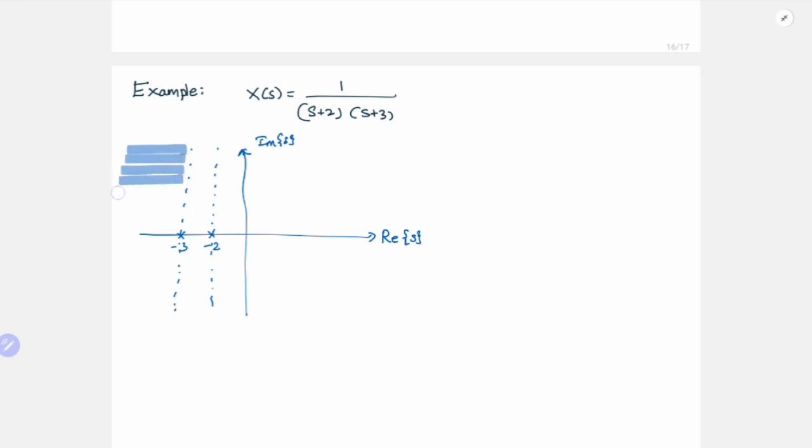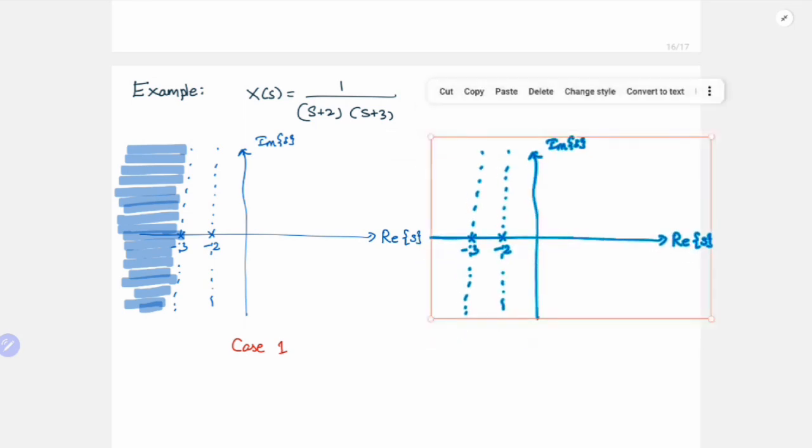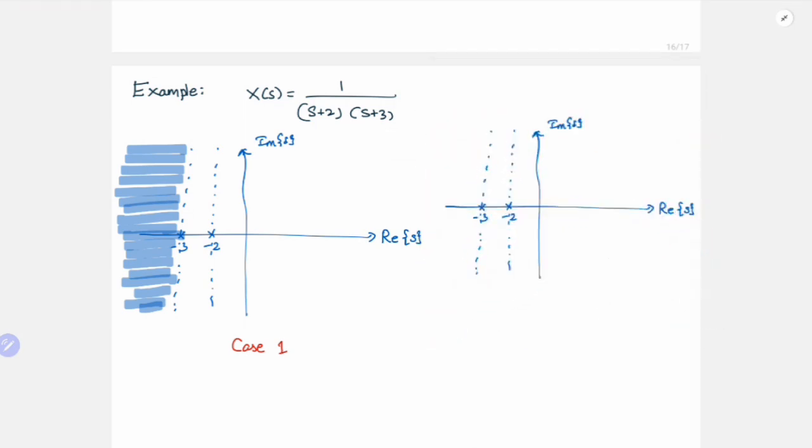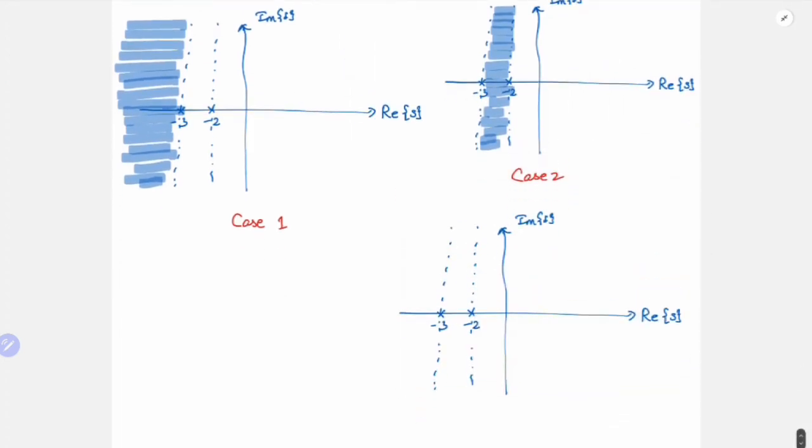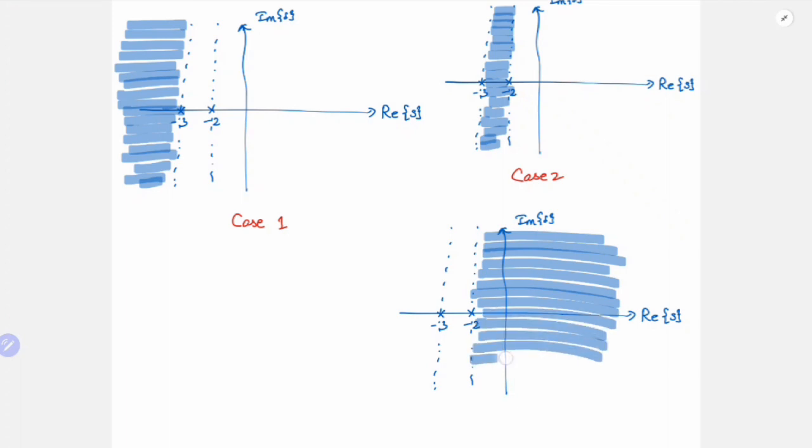So the first signal is where the region of convergence is this one. So this is case 1. And case 2, how do you get? We can get a strip, right? So if this is the region of convergence, then we get case 2. And for the third case, it is just the right-sided signal. X of t is a right-sided signal, which means the region of convergence is something like this. So this is case 3.